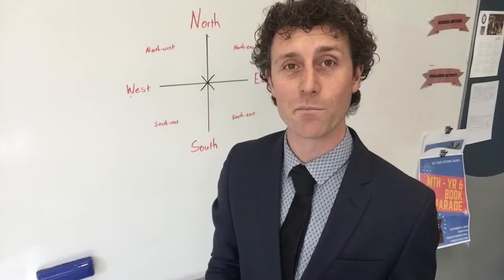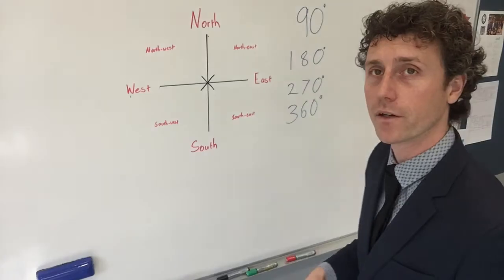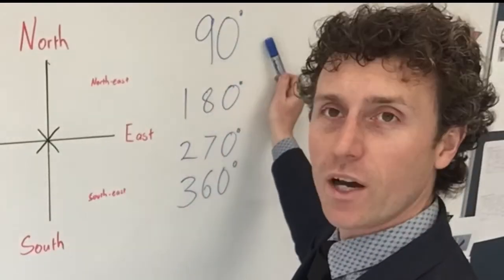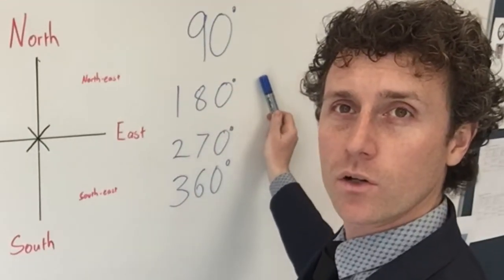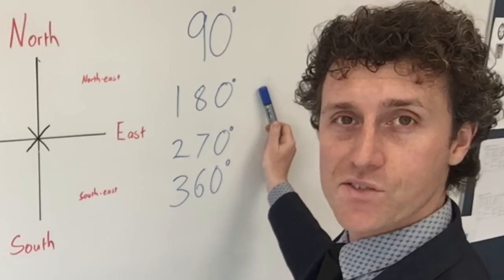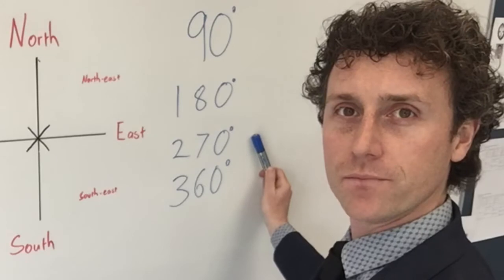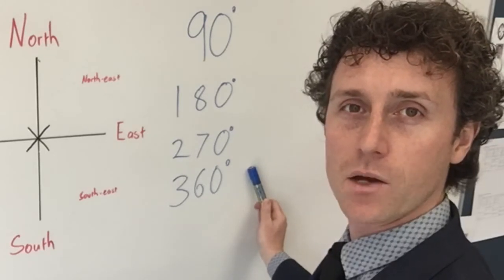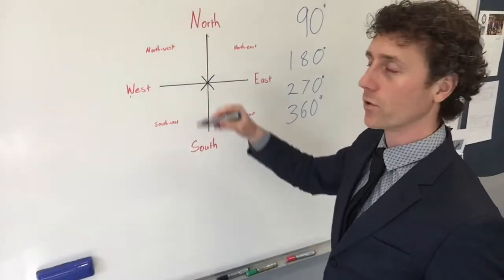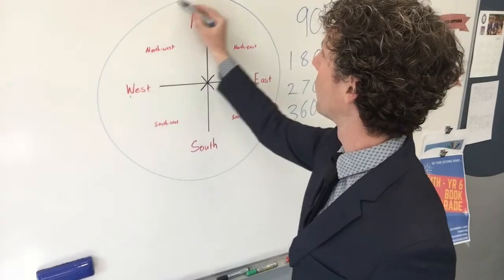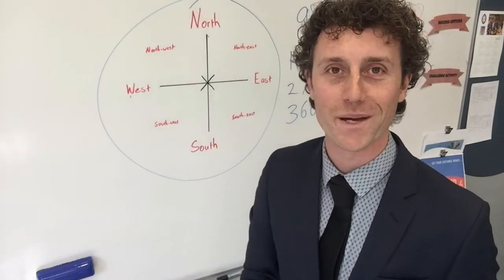This becomes really simple if you just remember the different angles that we can turn. 90 degrees being a 1/4 circle, 180 degrees being a half circle, 270 degrees being 3/4 of a circle, and 360 degrees being a full circle, taking you right back to where you began.